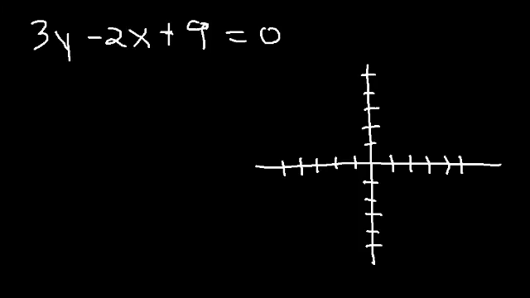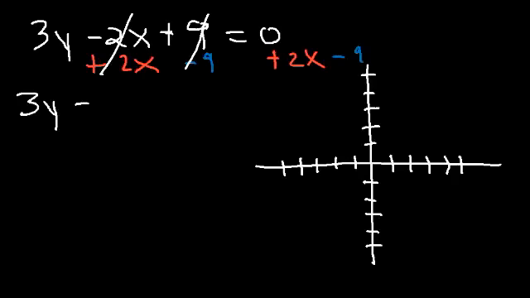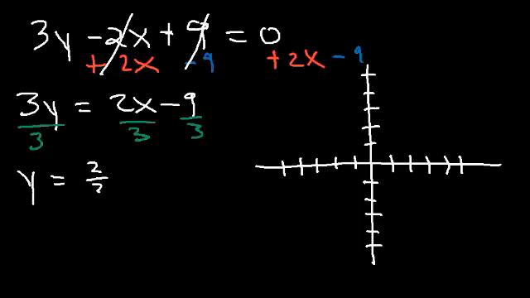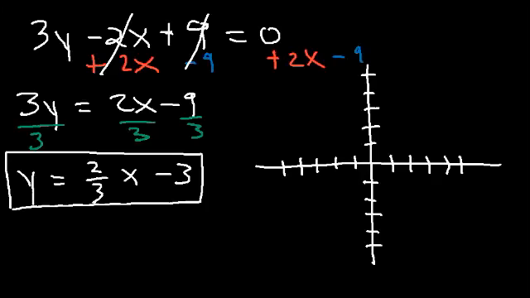To do that, I need to get y by itself on the left side. So I'm going to add 2x to both sides, and at the same time, I'm going to subtract 9 from both sides. So on the left side, the only thing I'm going to have is the 3y. On the right side, I'm going to have 2x minus 9. So what do I need to do at this point to isolate y? I've got to divide everything by 3. So y is going to be 2 over 3 x minus 3. So this is the equation in slope-intercept form.